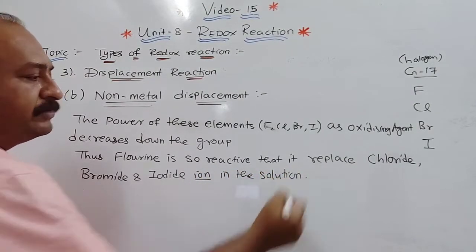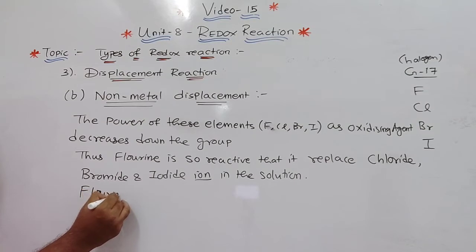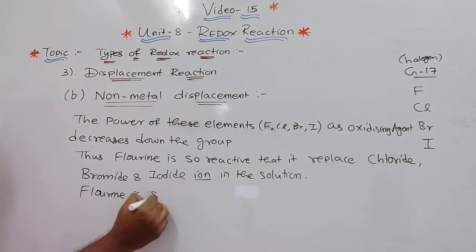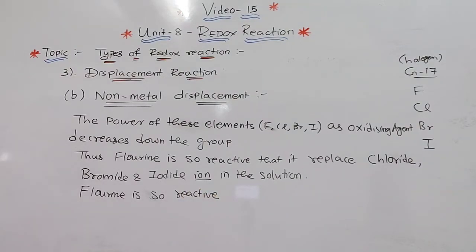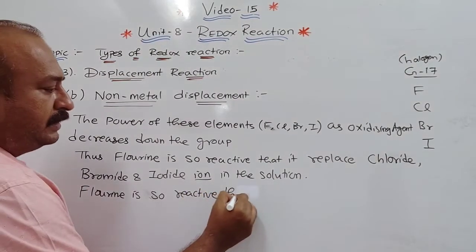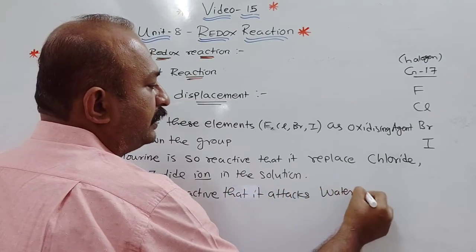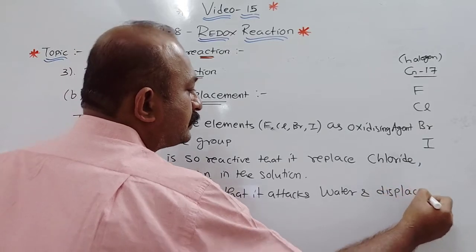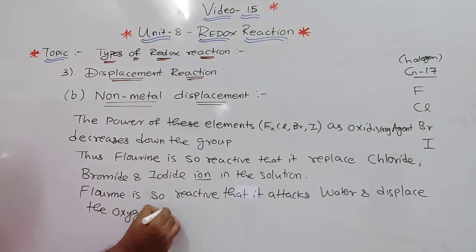Now what is the meaning of that? I will explain it through an example. Clear? Now another point: fluorine is so reactive that it attacks water and displaces the oxygen of water. Clear? Now what is the meaning of that?